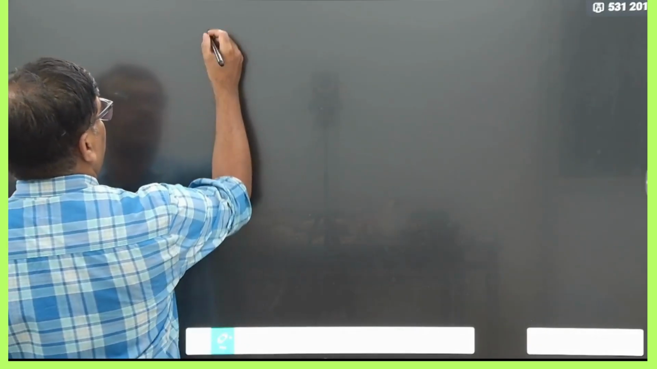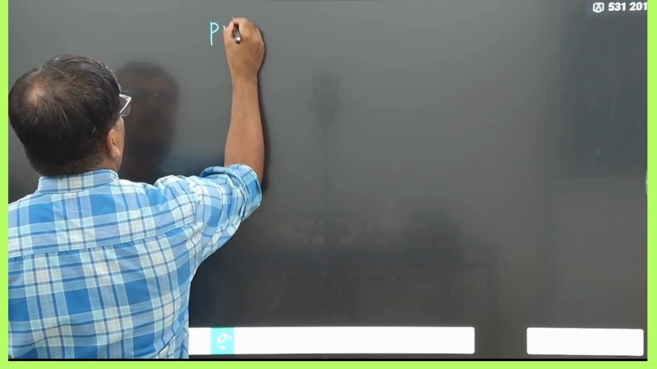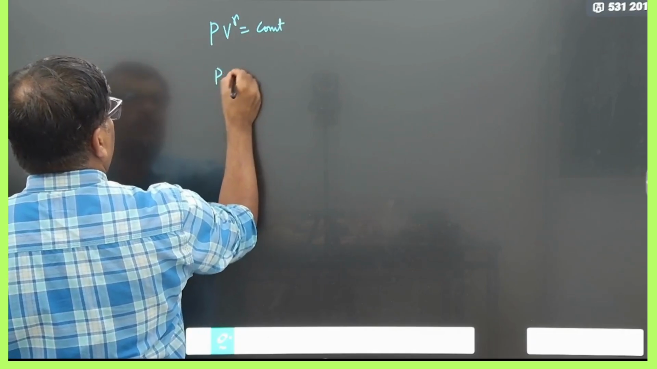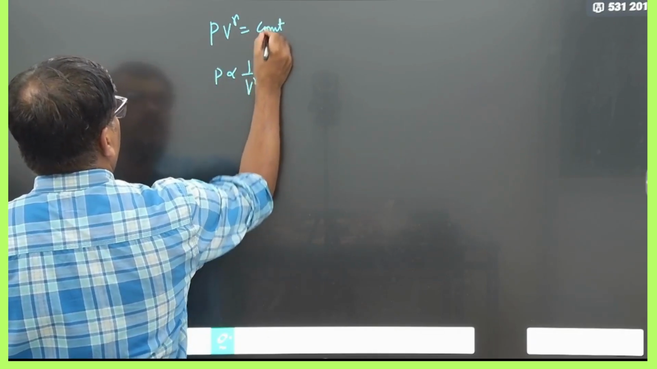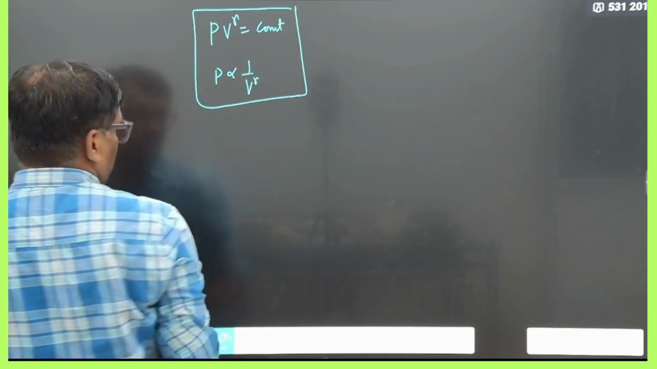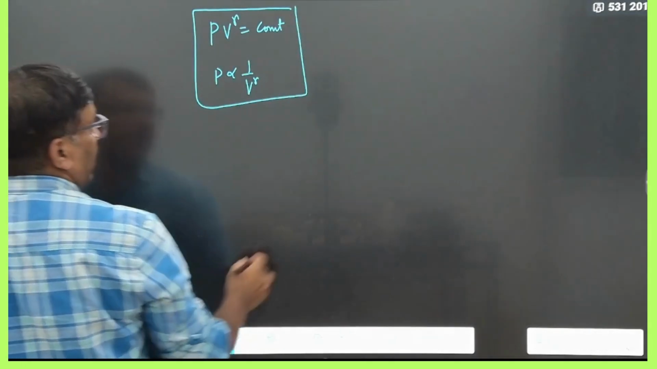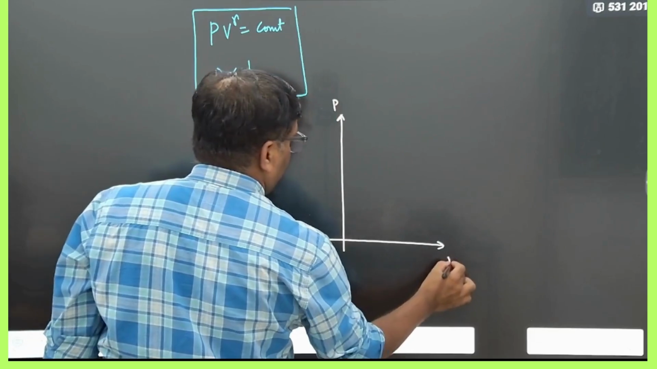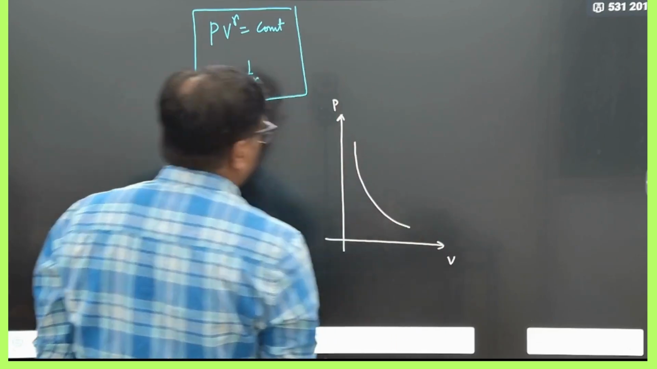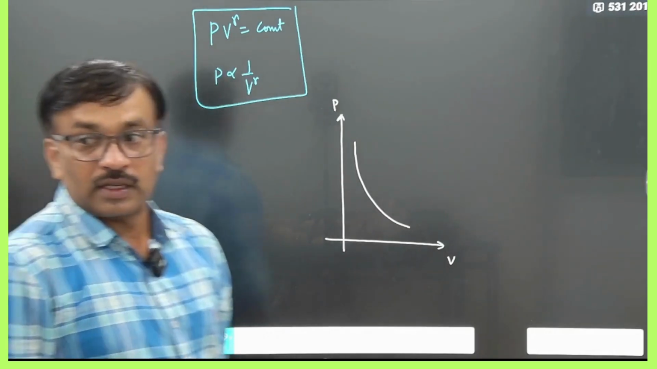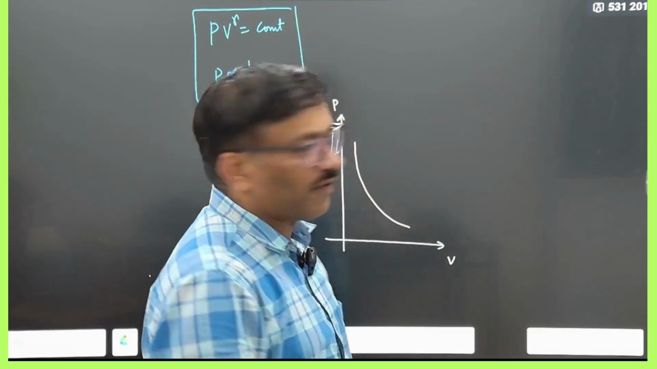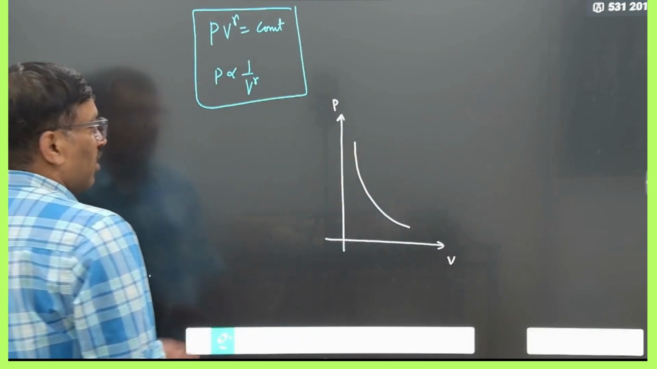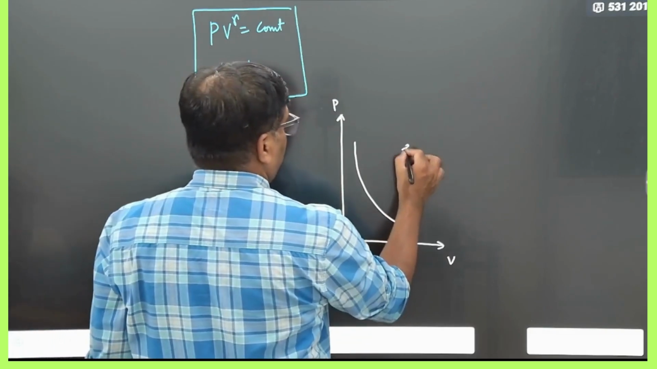Here we'll see one more graph now. PV to the power of gamma is equal to constant. What can you write? P is inversely proportional to V to the power of gamma. Clear? So how will the graph be? How do P and V vary? Here P and V will be inversely proportional. This graph also looks like an isothermal, right? But what should be the difference? We'll see that now.